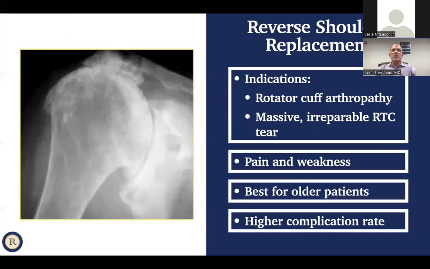And then finally, there's something called a reverse shoulder replacement. The indications for this are something we call rotator cuff arthropathy, which means not only does somebody have arthritis, but they have no rotator cuff, and that leads to poor mechanics that can wear out the shoulder joint. Sometimes we do it for somebody with a massive irreparable rotator cuff tear, and these patients typically have both pain and weakness. We like to reserve it for our older patients, and it can have a relatively high complication rate.